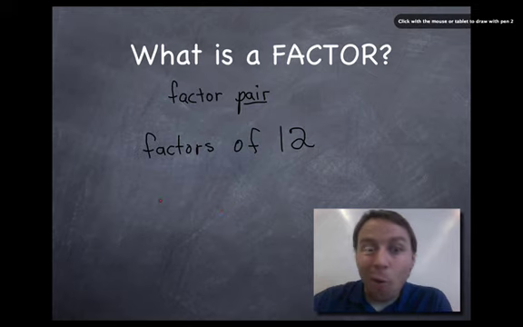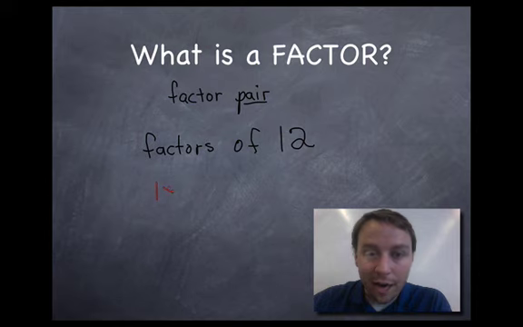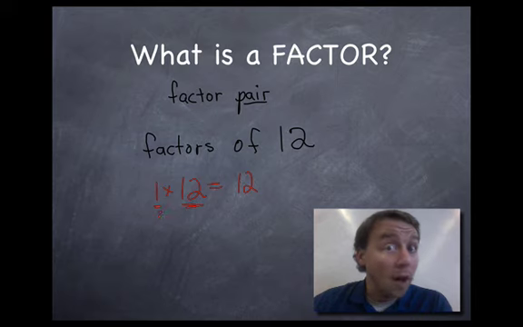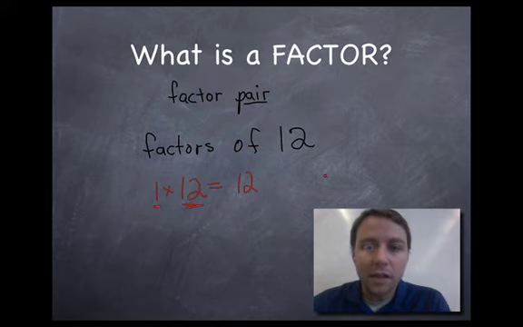Well, here's an easy one, right? 1 times 12, that equals 12, right? So here is a factor pair of 12, 1 and 12. Both 1 and 12 are factors of 12. Well, that's easy. Okay, yeah, it is. Let's go to one that's maybe a little more difficult.